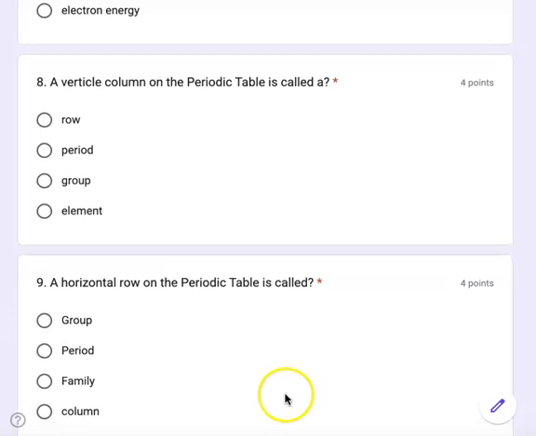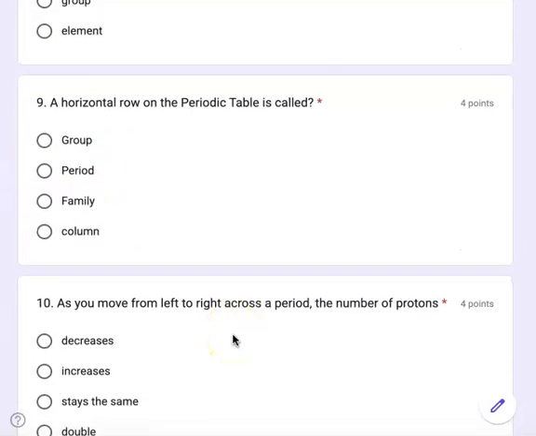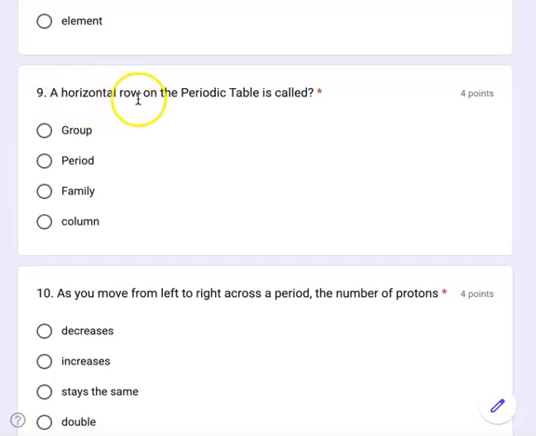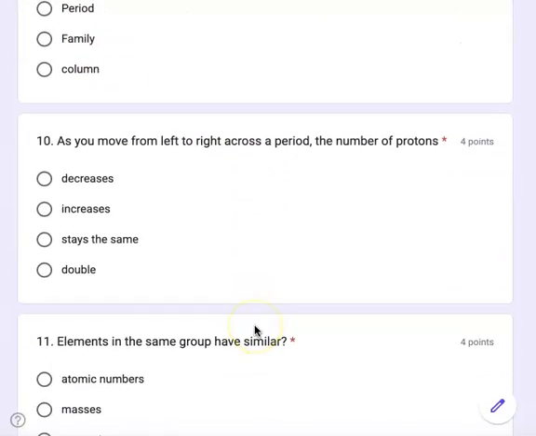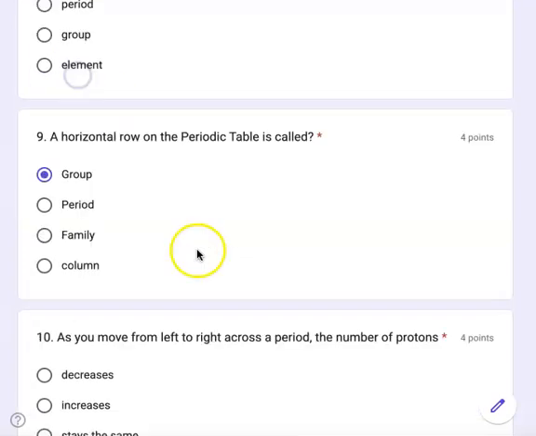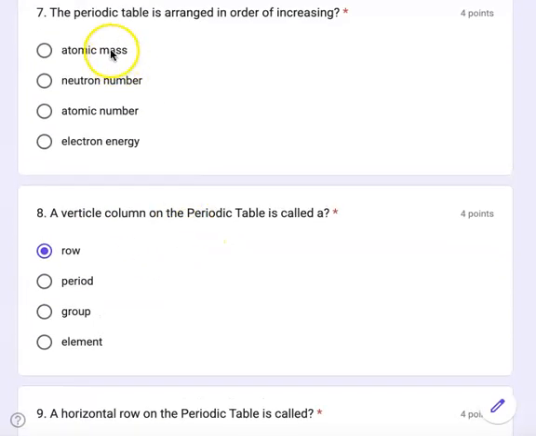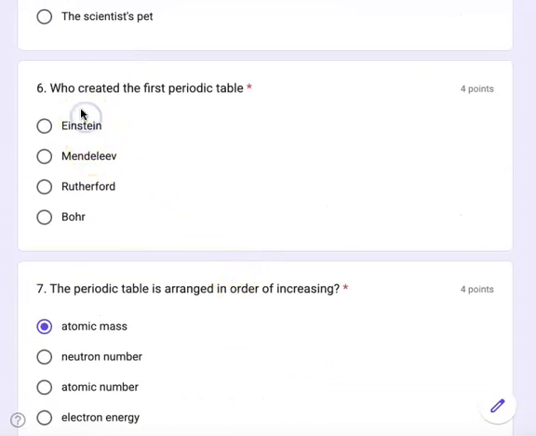8. A vertical column, so vertical means going up and down, on the periodic table is called a row, a period, a group, an element. 9. A horizontal row. So remember, horizontal is side to side. So is that group, period, family, column. Sorry, I forgot to be selecting the answers.